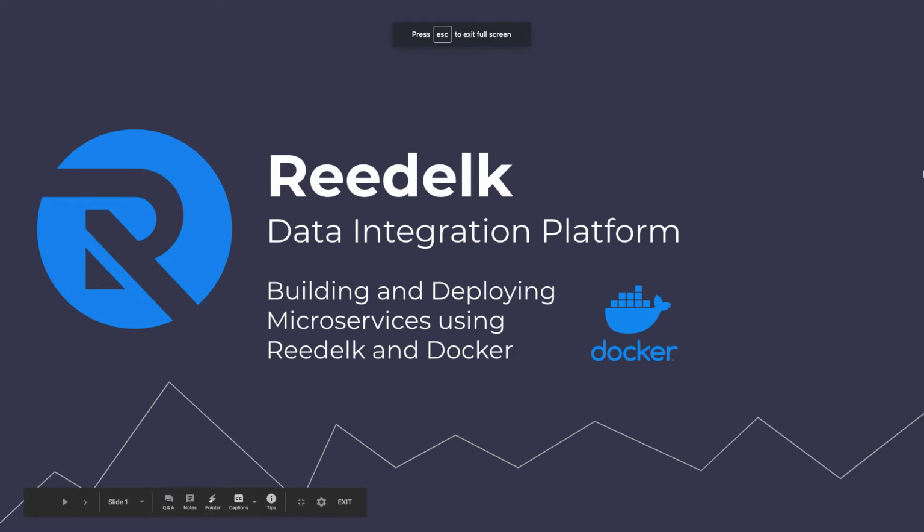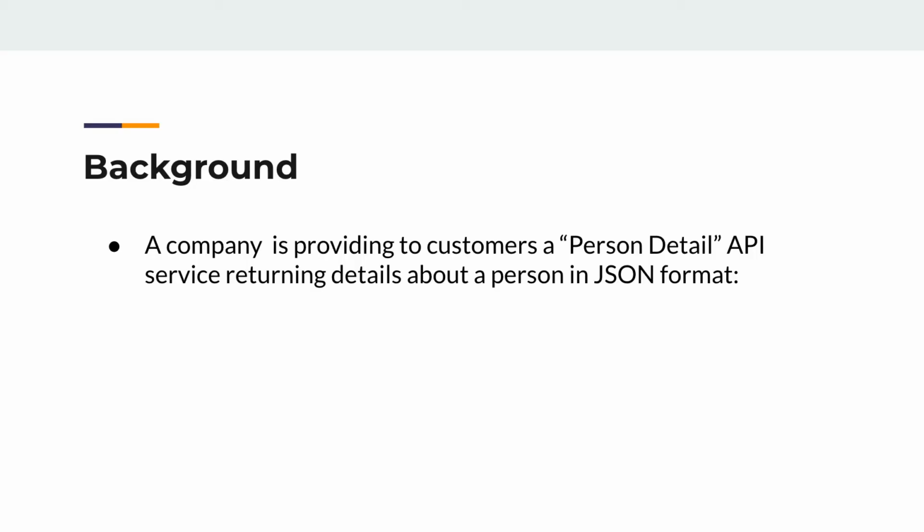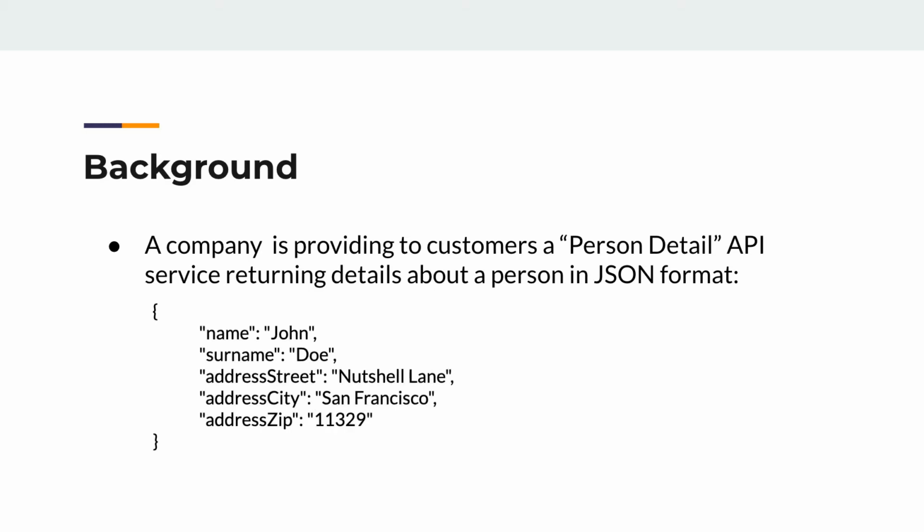Hi, I'm Lorenzo. In this demo, I'm going to show how to build and deploy a microservice using Reedelk Data Integration Platform and Docker. In this demo, we're going to assume that a company is providing to customers a person detail API service returning details about a person in JSON format like the one shown below.